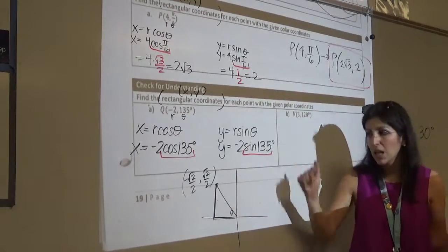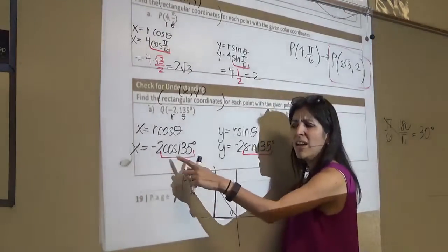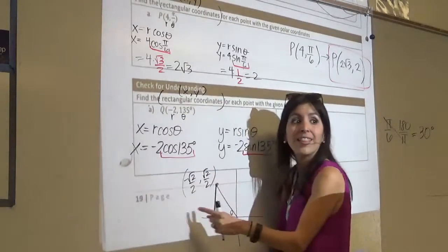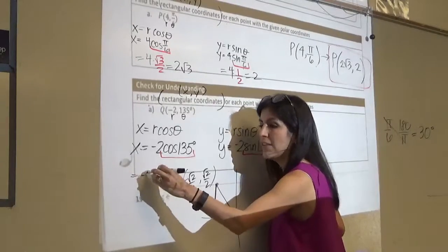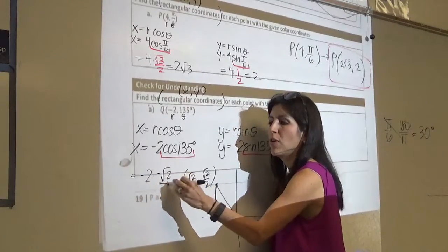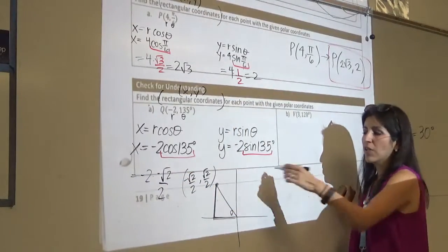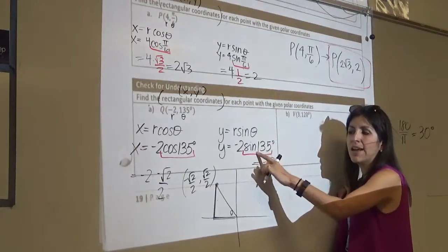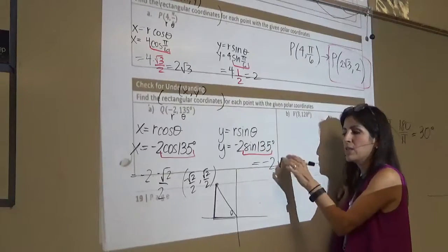Okay, so when I come over here to cosine, what's cosine? I'm not sure. Let me look over here. Oh, the x. So that's -2 times negative square root of 2 over 2. I come over here, I need sine of 135 times that -2. What's sine? I don't know. Let me look. Oh, it's the y, square root of 2 over 2.